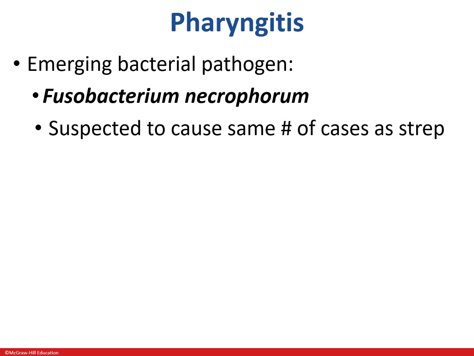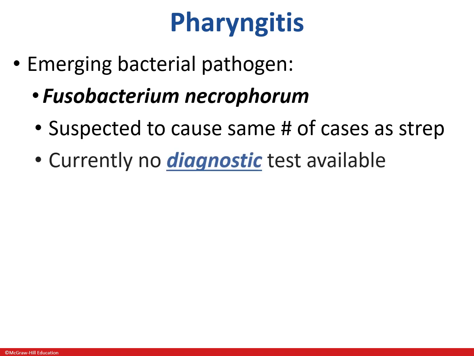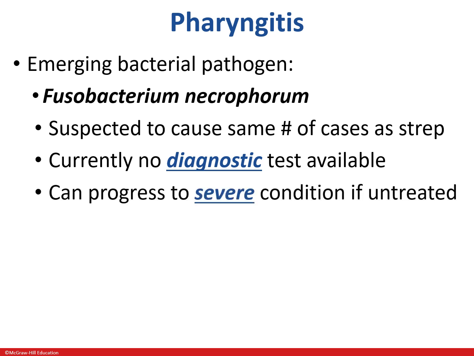So there are a number of other pathogens that can cause pharyngitis, including some like this one, Fusobacterium necrophorum. We're still learning about this bacteria, but they actually suspect that it causes about the same number of cases as the Streptococcus species. Unfortunately, we don't have any readily available diagnostic tests. Most of this is in retrospective research type of situations. And so one problem with this species is that if it goes untreated, it can cause very severe conditions, especially in immunosuppressed or elderly patients.